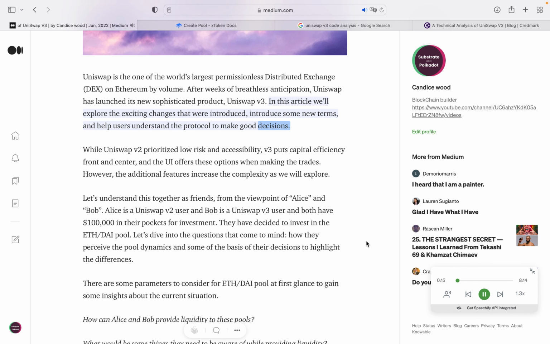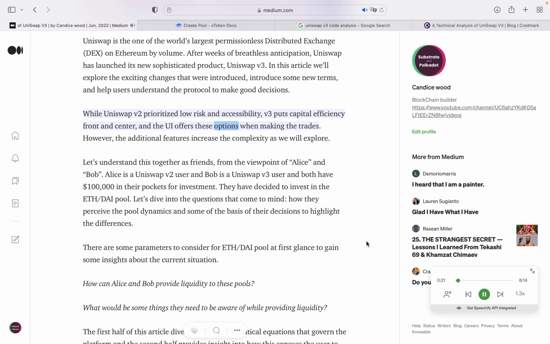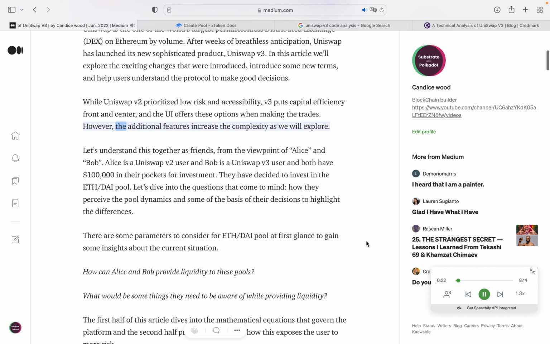protocol to make good decisions. While Uniswap v2 prioritized low risk and accessibility, v3 puts capital efficiency front and center, and the UI offers these options when making the trades. However, the additional features increase the complexity, as we will explore.